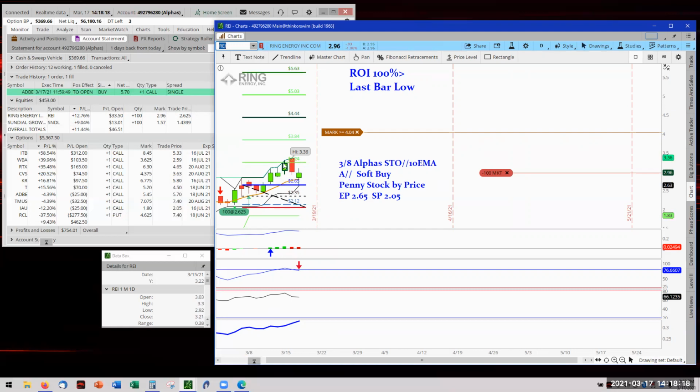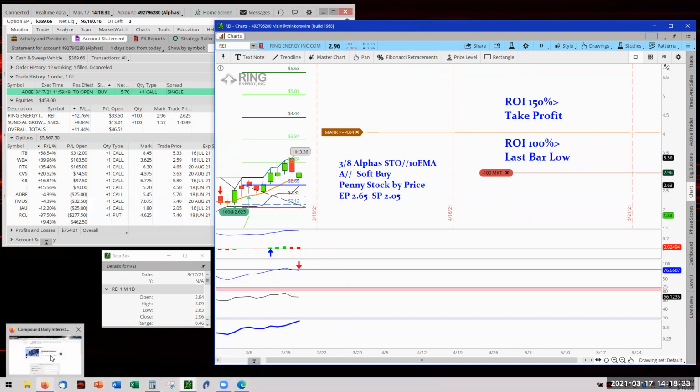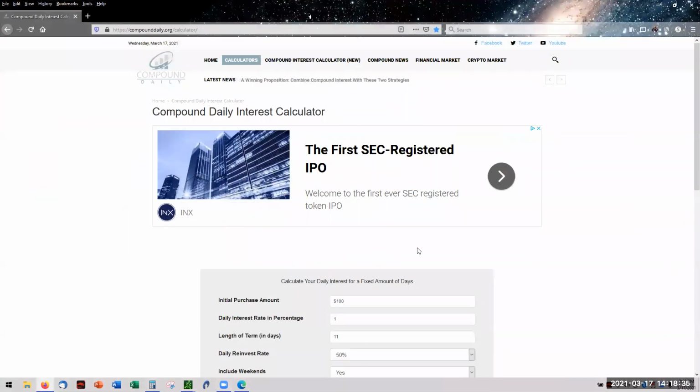We had a 22%. Now, because we're doing what our exit rules that I just put out on the other screen, we're holding to our point. But the point I'm coming to is let's go to this site, which is kind of cool. This is the compound calculator. It's really cool. It's here at compounddaily.org/calculator, which is the second tab.